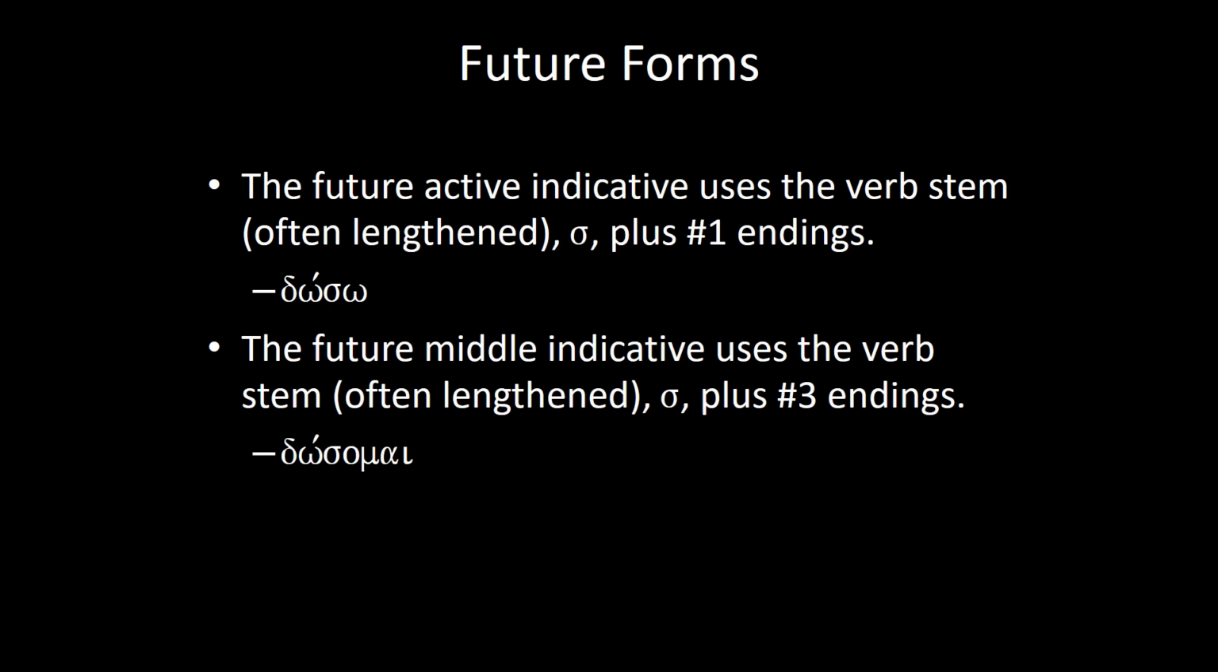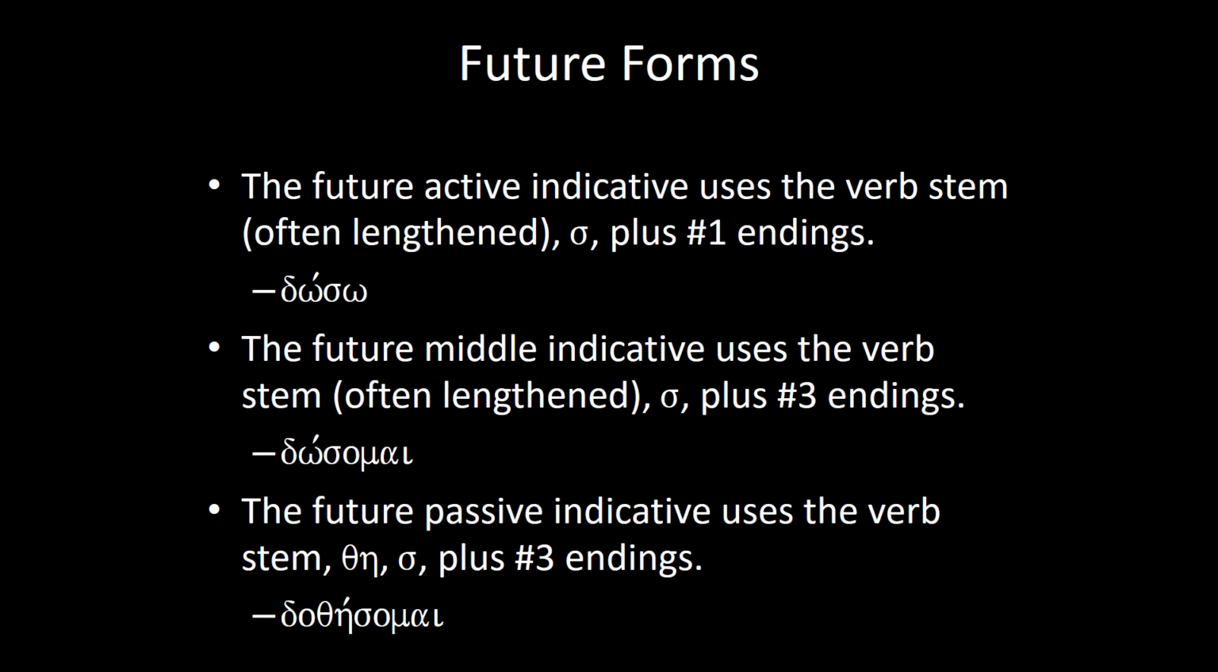It may or may not be lengthened. We'll do sigma, that's that future key. And then we'll do some middle or passive endings, the number 3 endings. So this form would be future middle. Exact same pattern as we've seen before. So this is dosomai. I will give myself, for myself, or I myself will give. Then future passive does just what a future passive does. We've got the verb stem, theta eta plus sigma. Theta eta sigma was a future passive key before. It's still a future passive key now. Then we're going to do the number 3 endings. So dothesomai, I will be given.